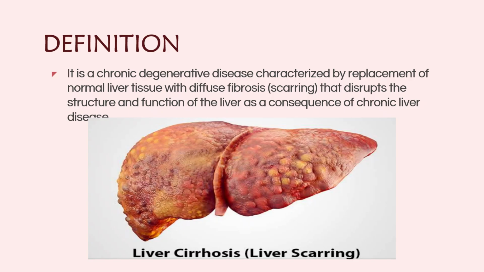Definition: what do you mean by liver cirrhosis, or another term interchangeably used, scarring of the liver? It is a chronic degenerative disease characterized by a replacement of normal liver tissue. Concentrate on this word, replacement. It is replaced with fibrosed tissue or scarred tissue that disrupts the structure and function of the liver as a consequence of chronic liver disease.